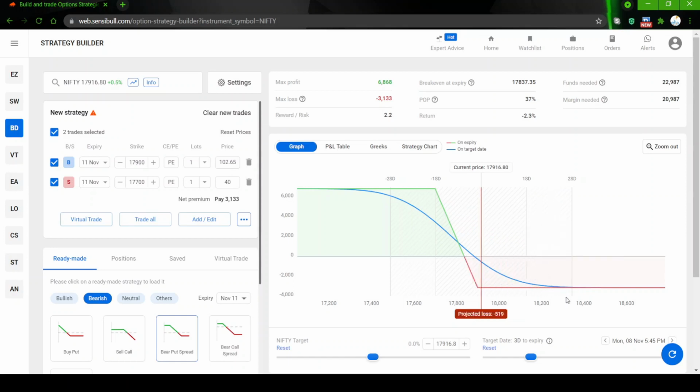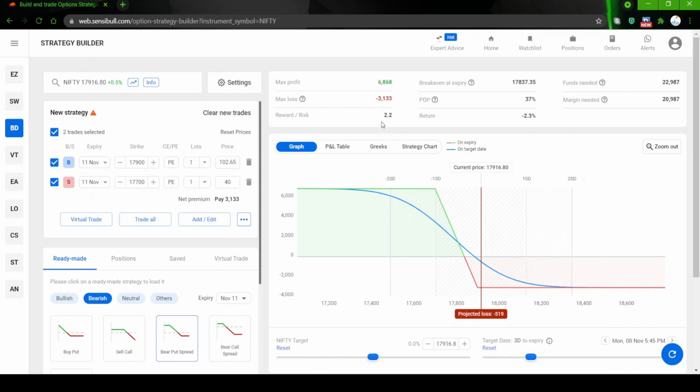If the market stays here on expiry, we will lose 3,100 rupees. This is a big difference between bull put and bear put spread. In the bear put spread, to make money, the market needs to move to our break even and go further down. Then only we will start making money. If the market stays here, slightly goes down or goes up, we will be losing money.